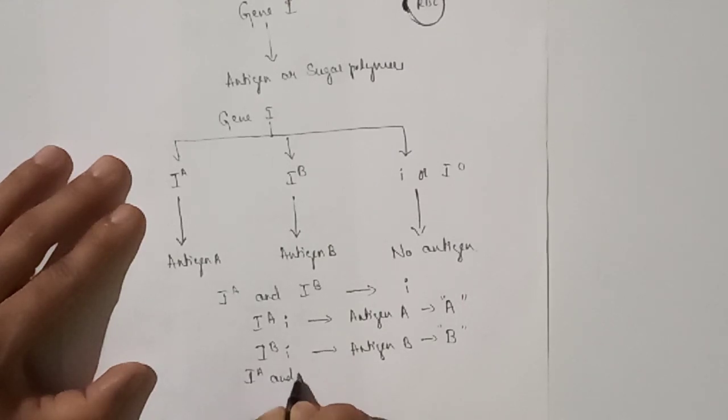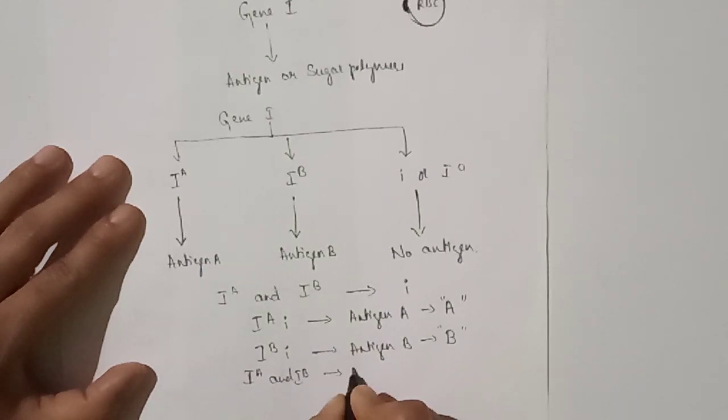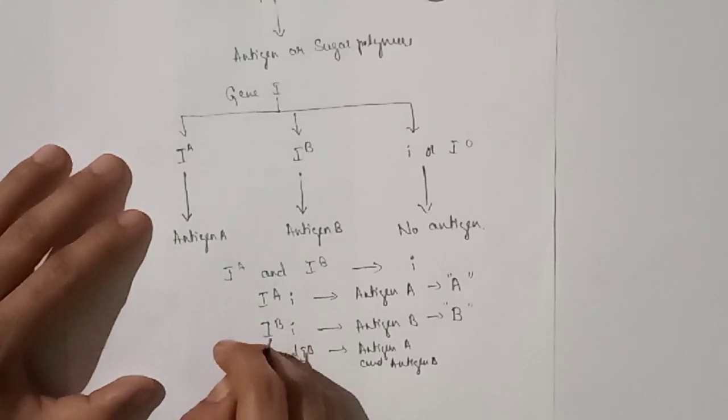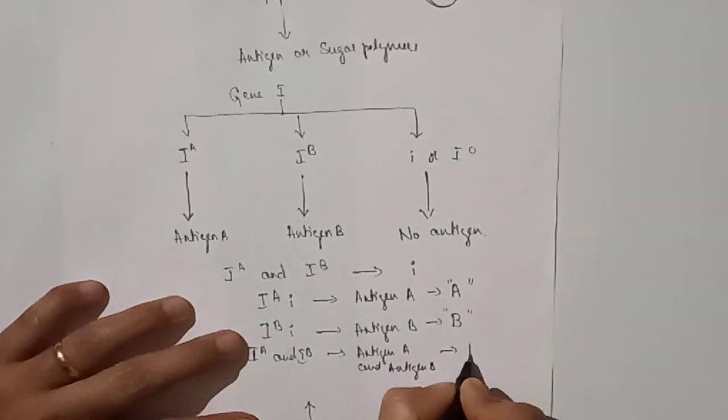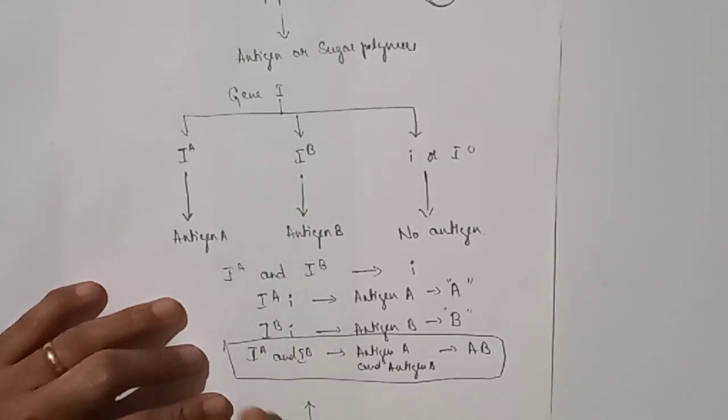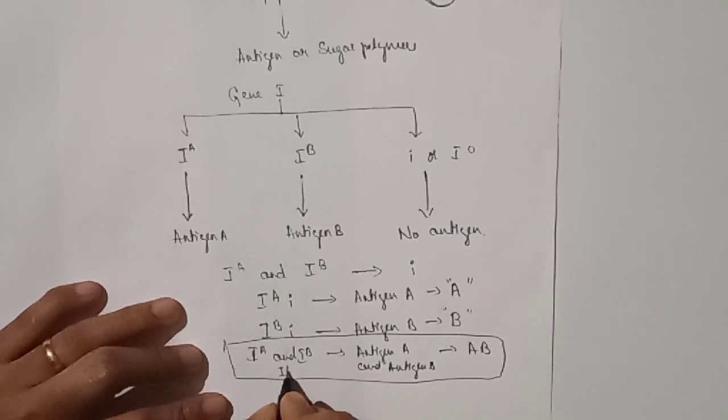When IA and IB are present together, both antigen A and antigen B are produced and the blood group becomes AB. This is due to codominance. Clear?